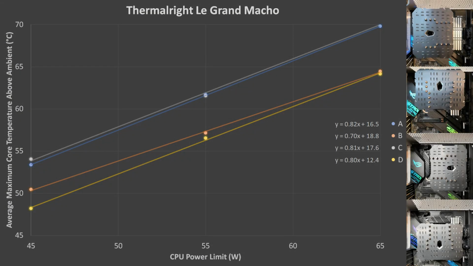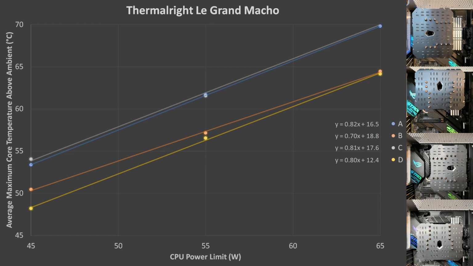And, looking at the graph, it is clear that the B and D orientations, with a less obstructed airflow path, did much better than A and C. The differences were clearly outside the margin of error. They are not exactly as I expected, though.